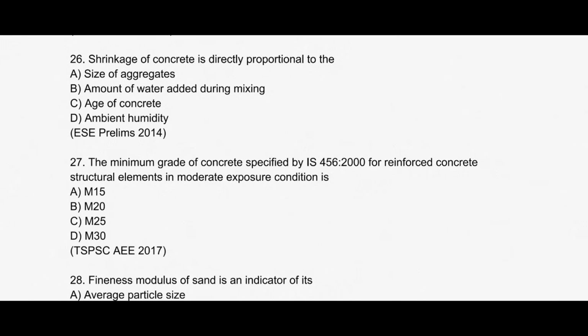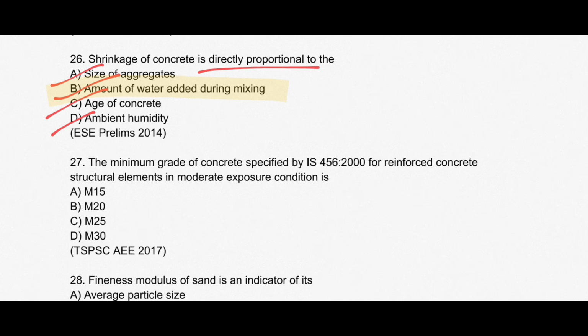26th question. Shrinkage of concrete is directly proportional to size of the aggregates, amount of the water added during the mixing, age of the concrete and ambient humidity. So the answer is option B, that is the amount of the water added during the mix. Shrinkage depends on how much water is added. So it is directly proportional to the water added during the mixing.